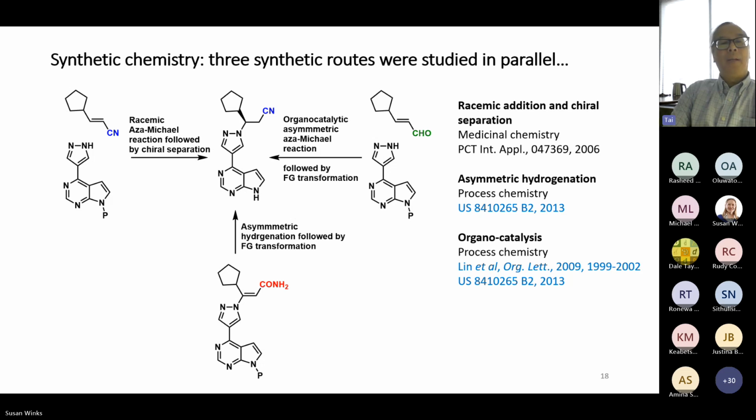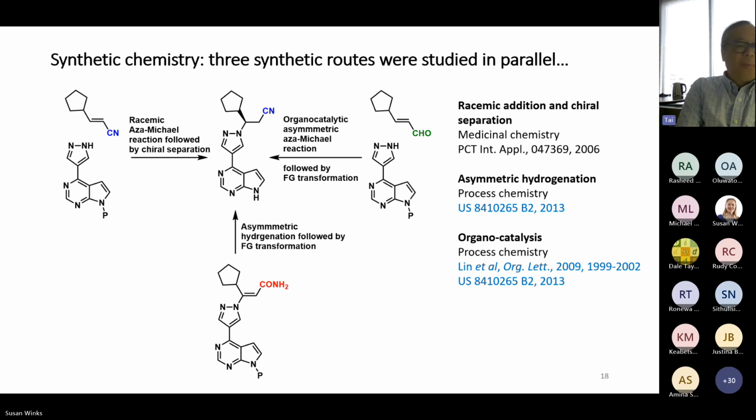The racemic asymmetrical addition followed by chiral separation, that is the original MedChem synthesis. It is very direct, and it could get to where we want. But it's probably not the most elegant. The one coming from the right to the left is the organocatalytic asymmetric reaction, so we investigated that as well. And coming from the bottom is asymmetric hydrogenation, followed by functional group transformation.